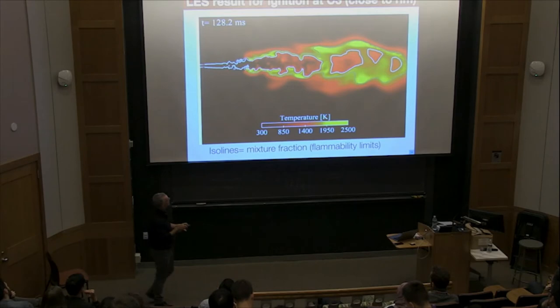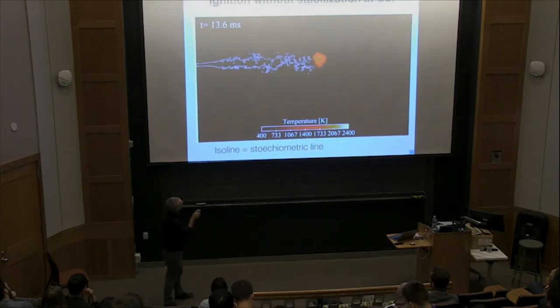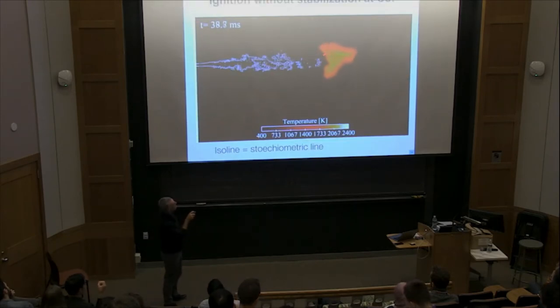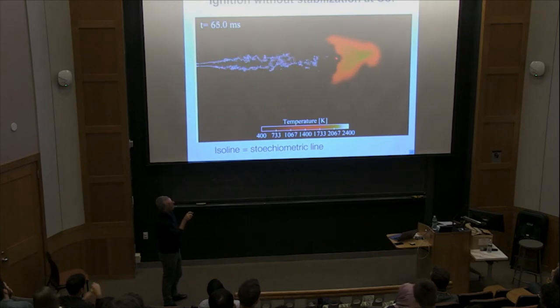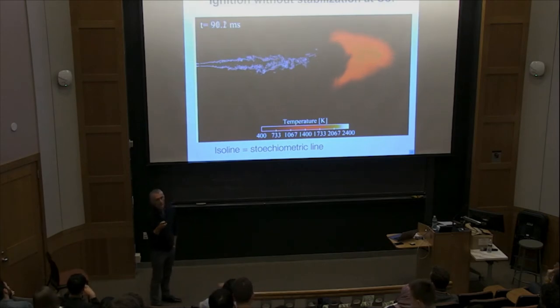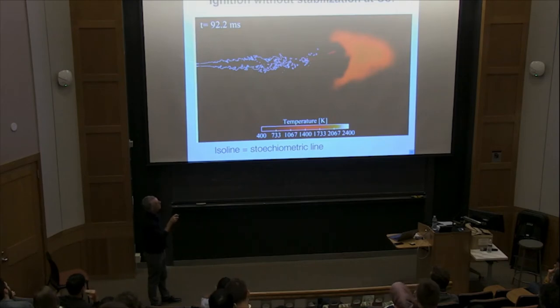Now let me show you a case where you ignite too far away. So you have ignition, but you have no stabilization. Why? It's because here, again, we'll talk about triple flames. The triple flame speed's too low. Here there's no stoichiometric zone anymore. So this zone is burning, but it cannot come back here.